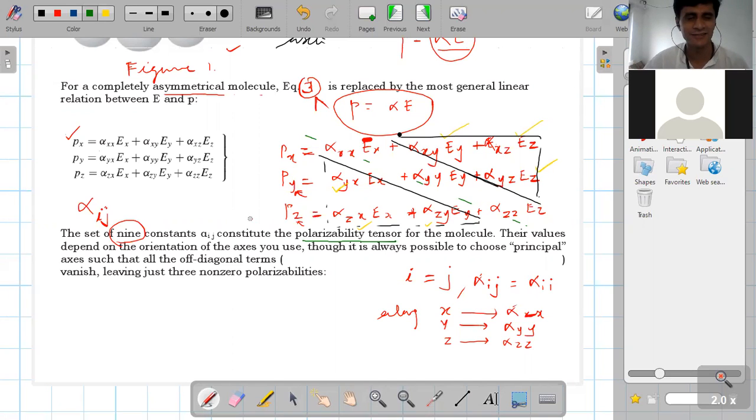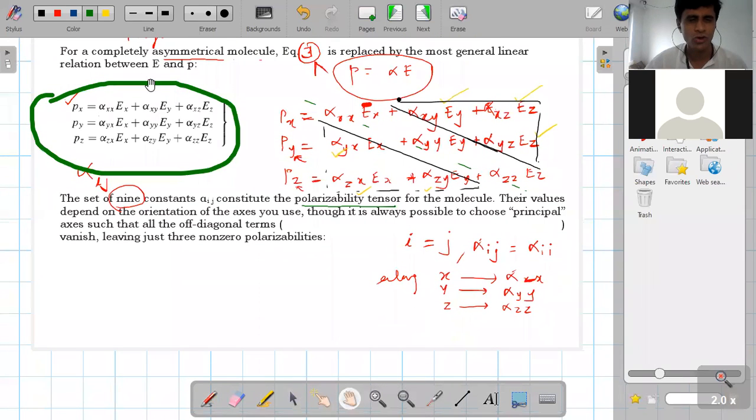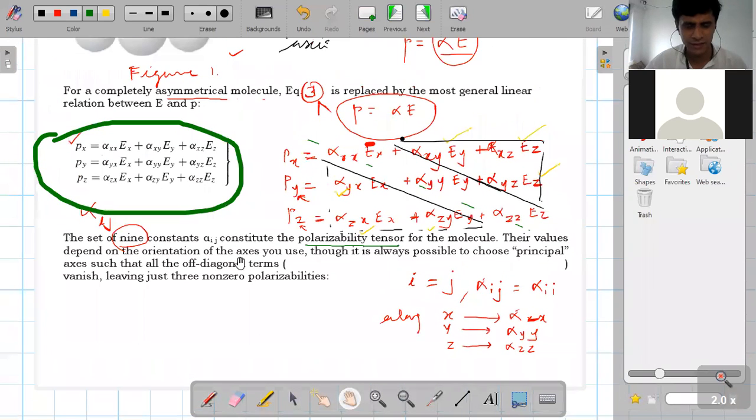These three equations, and all of this depends upon the nature of your atom. Out of the 9 components, there are 3 diagonal elements and 6 non-diagonal elements. And the non-diagonal elements we can write here.